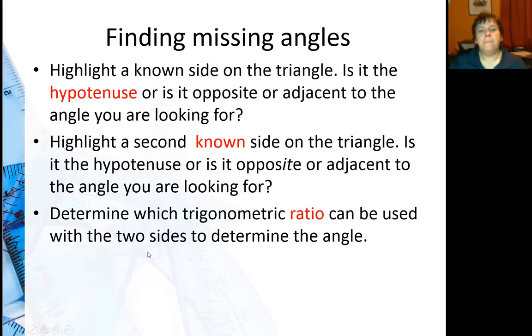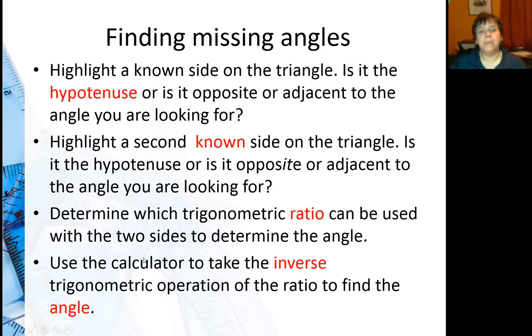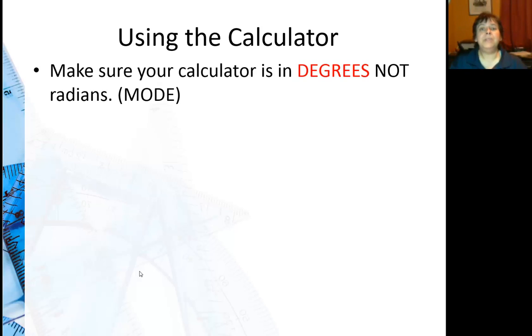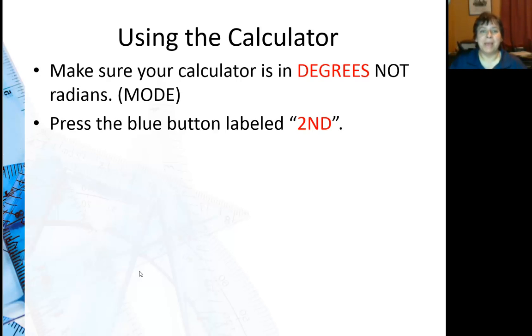So, determine which ratio, and that's what I was just going over, can be used with the two sides to determine the angle. And then use the calculator to take the inverse. You will need it to find the angle. So using the calculator. First of all, again, every time I've said this, make sure your calculator is in degrees, not radians mode. The default is radians, and that's, again, for your upper level math.